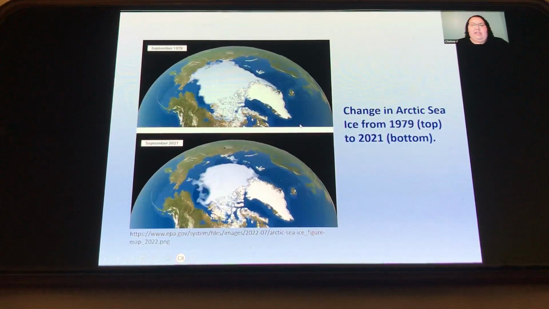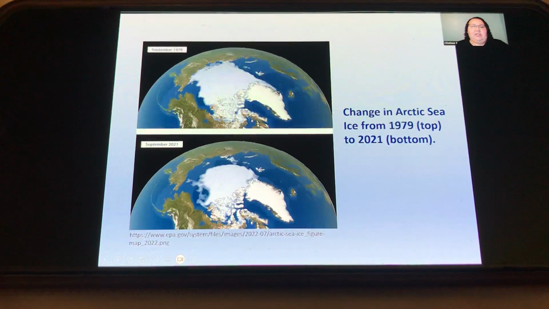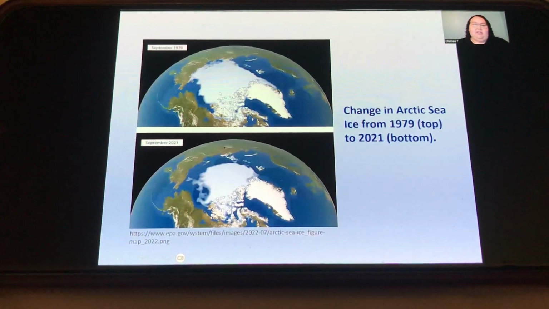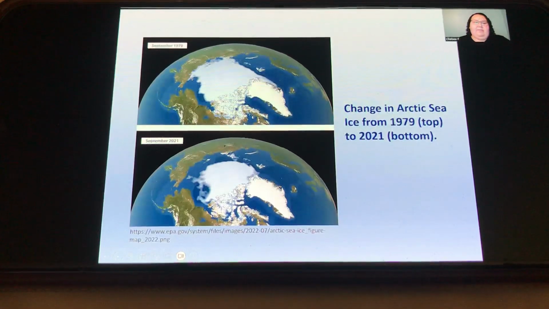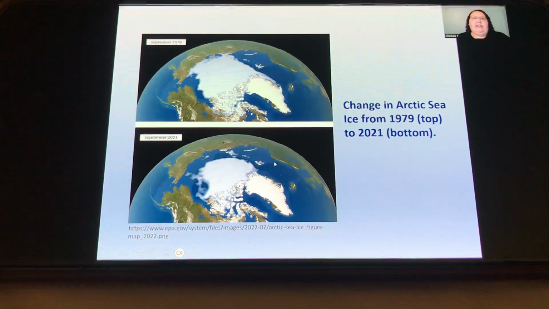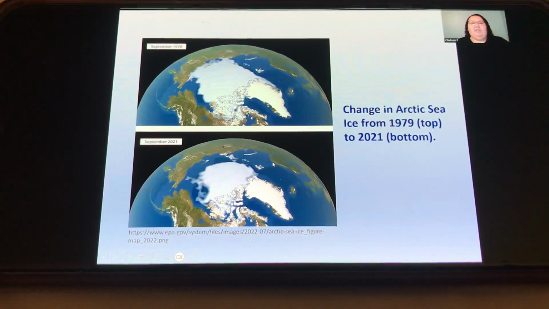So these pictures here show the change in Arctic sea ice from 1979 to 2021. This top picture here is a satellite picture from 1979, and as you can see, the amount of ice and snow has drastically decreased in the picture here from 2021. These images were gathered using satellites to show the variation of sea ice, which is going to include glaciers.